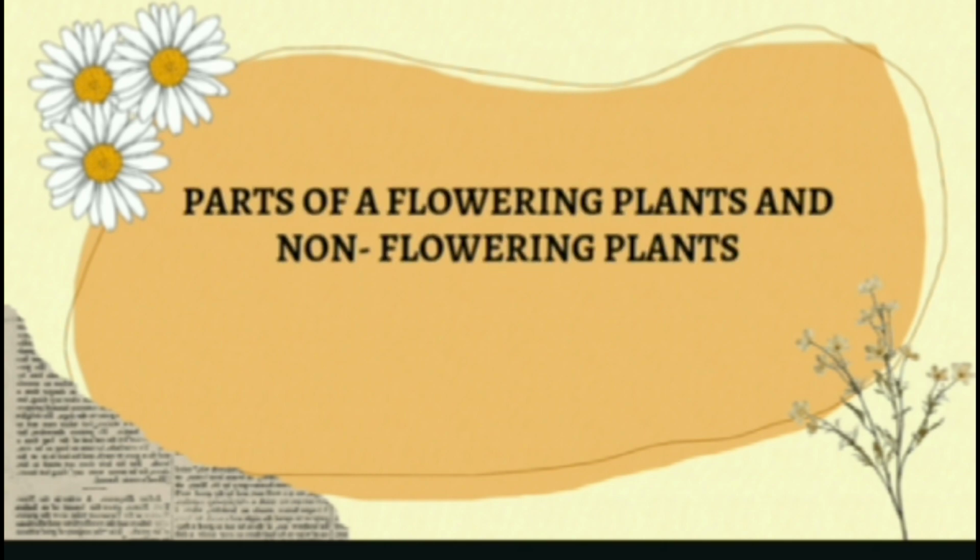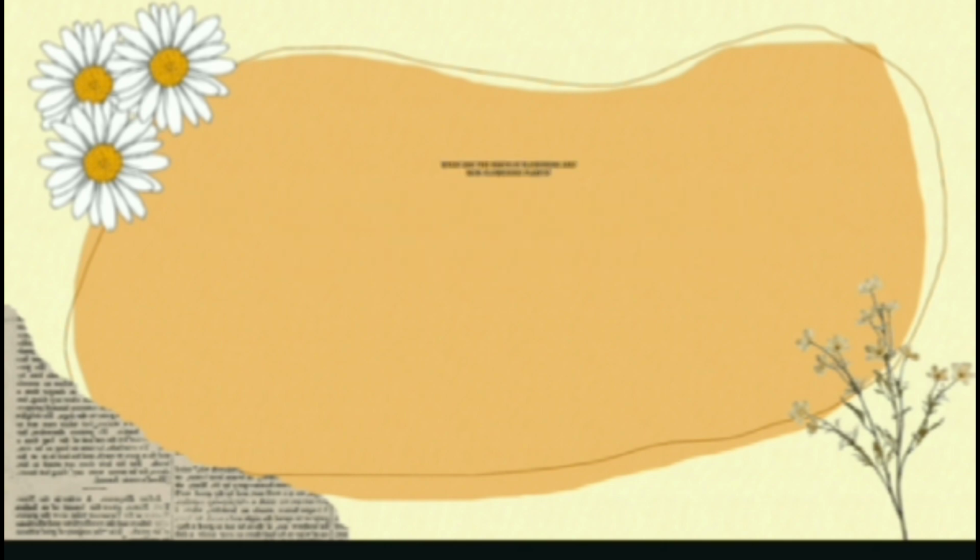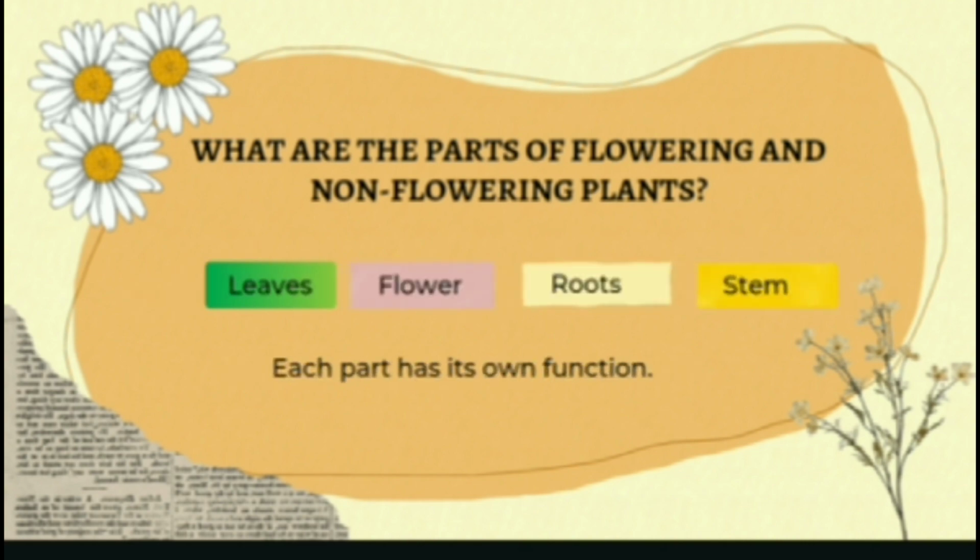Parts of flowering plants and non-flowering plants. What are the parts of flowering and non-flowering plants? So the parts of flowering plants are leaves, flower, roots, and stem, while the parts of non-flowering plants are leaves, roots, and stem. Each part has its own unique function.